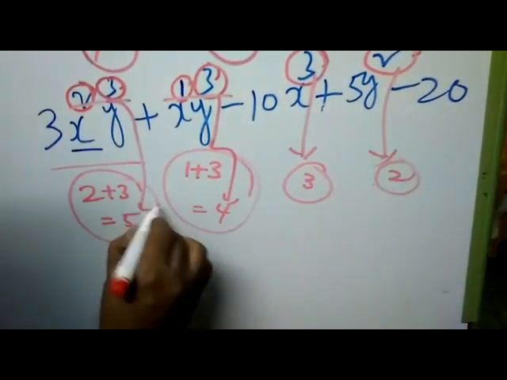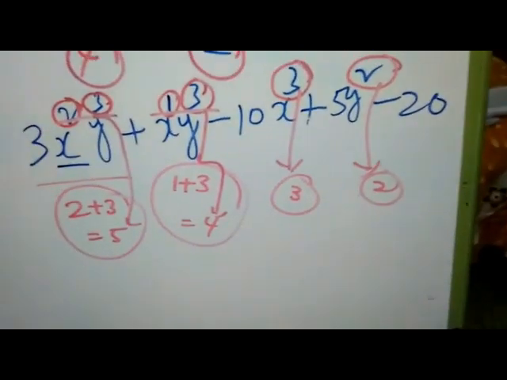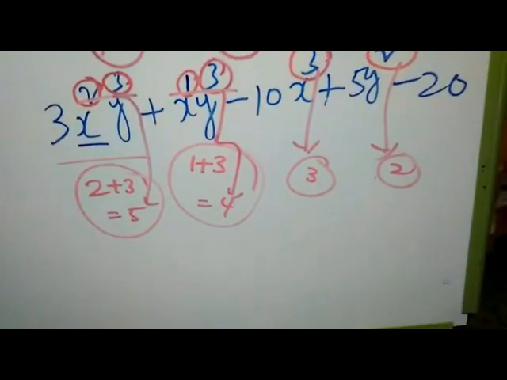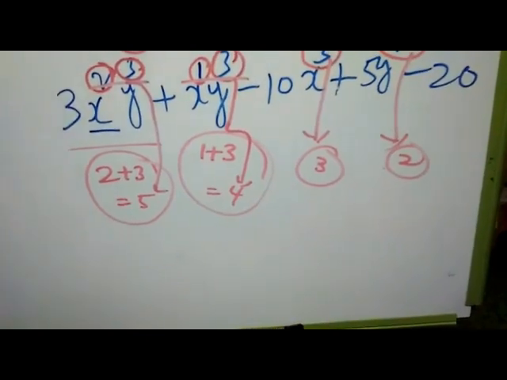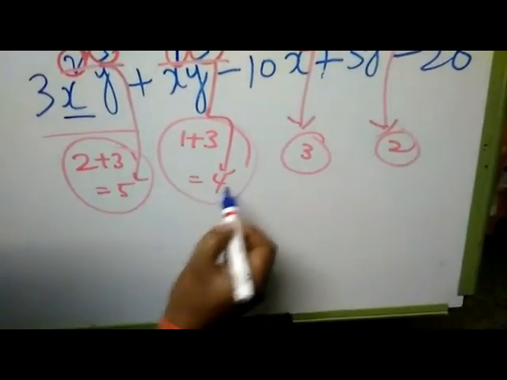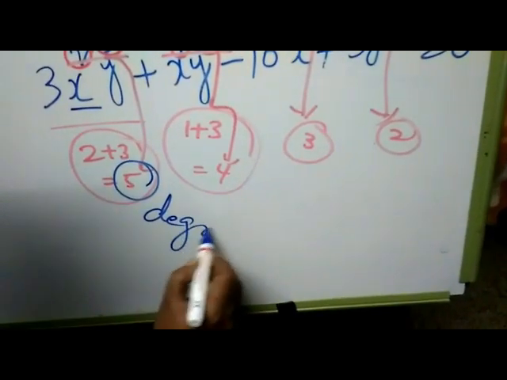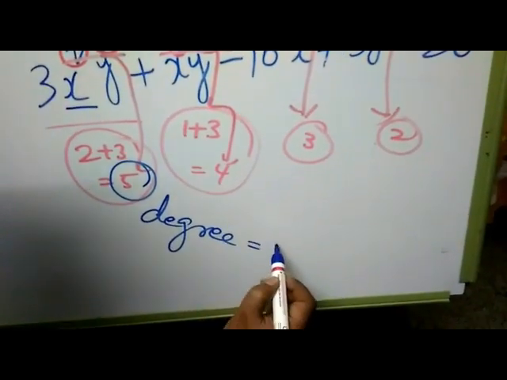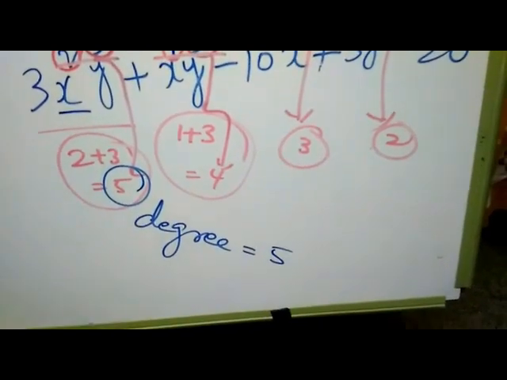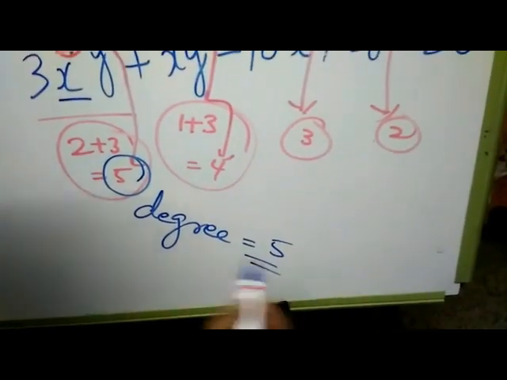So in this, the highest number is nothing but the degree of the polynomial. In this, highest is 5, 4, 3, 2. Highest is 5. That's why the degree of this polynomial in two variables is equal to 5.